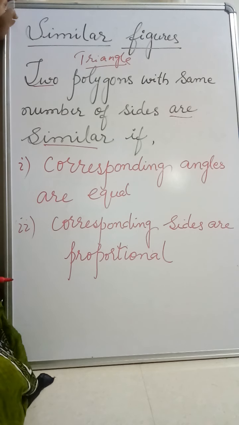What are the conditions for any two figures to be said to be similar figures? The two conditions are that corresponding angles are equal and corresponding sides are proportional. I have to continue the class tomorrow, children.